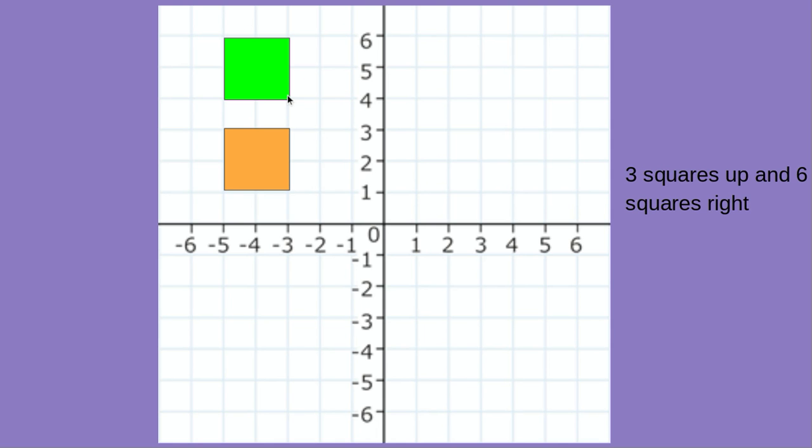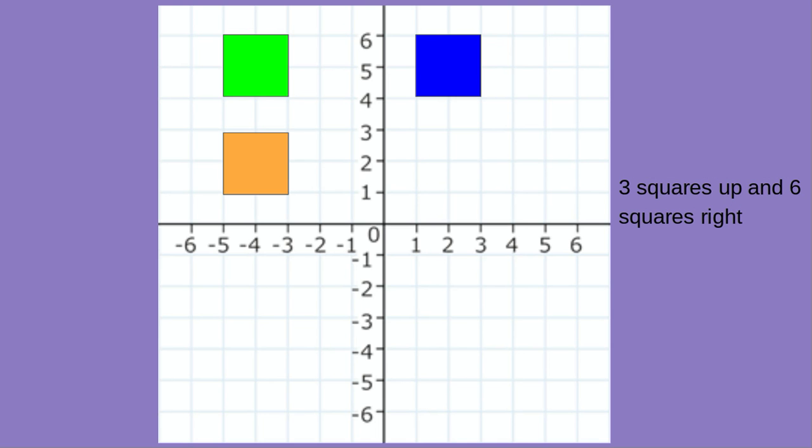Now we have to translate it 6 squares to the right. It's the same steps as what we did with the orange to green square. Now we just have to do the same steps with the green to the blue square. Again, you look at it vertice by vertice. You look at this vertice, you count 6: 1, 2, 3, 4, 5, and 6. So your 6 would end up there. That would be one point.